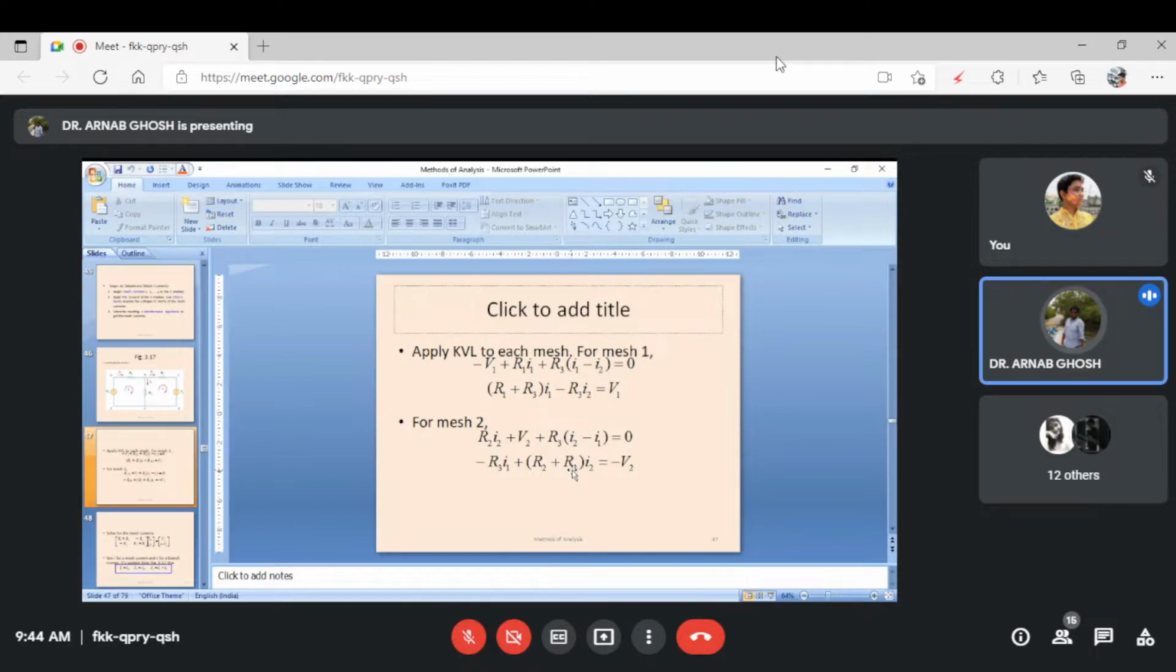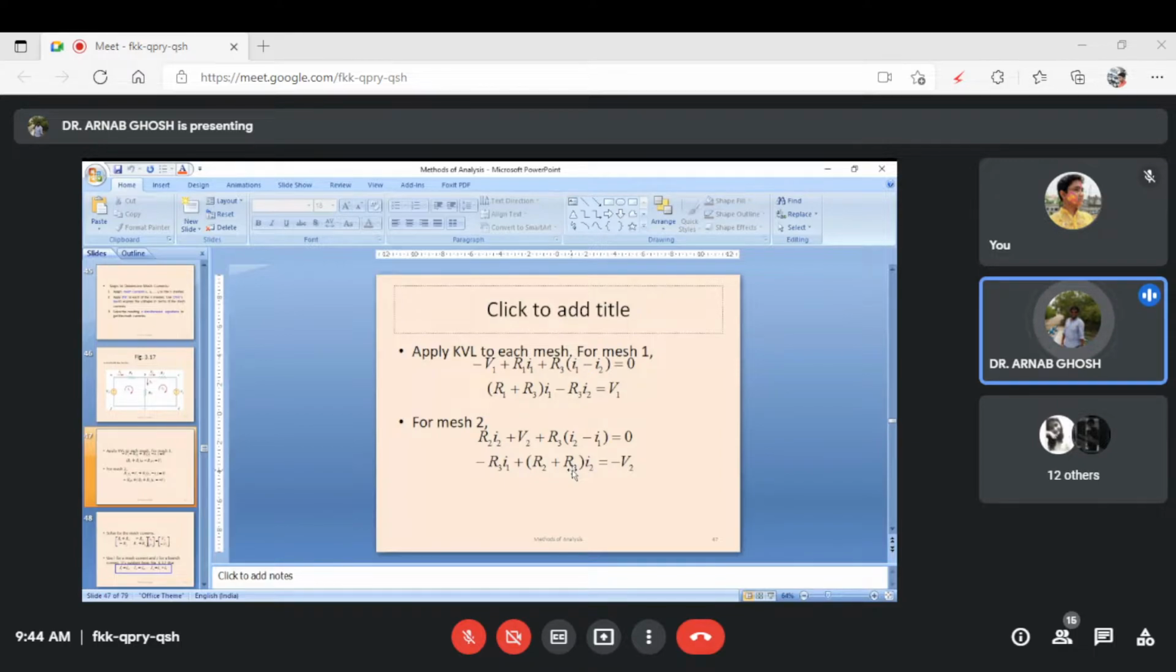Okay, rearranging this, because you know R1, R2, R3 and you know V1, what are our unknowns? Small I1 and small I2. Okay. So this is the mesh equation for mesh 1.